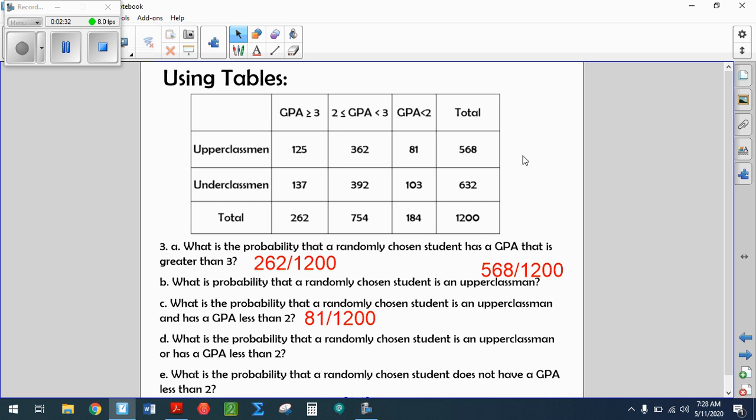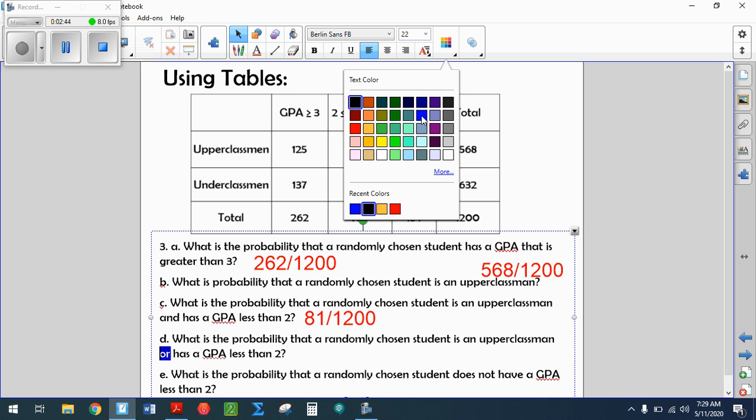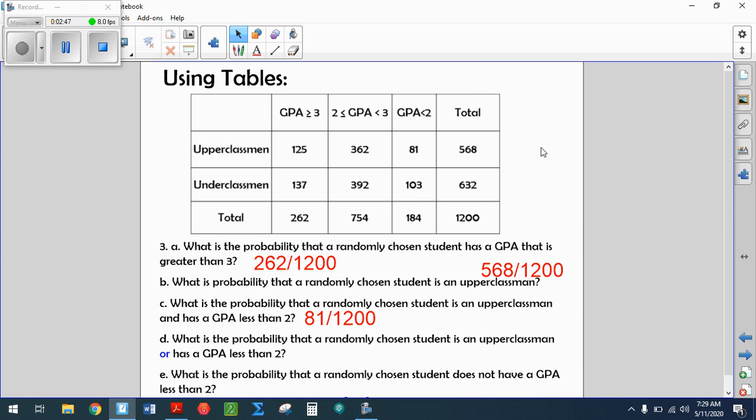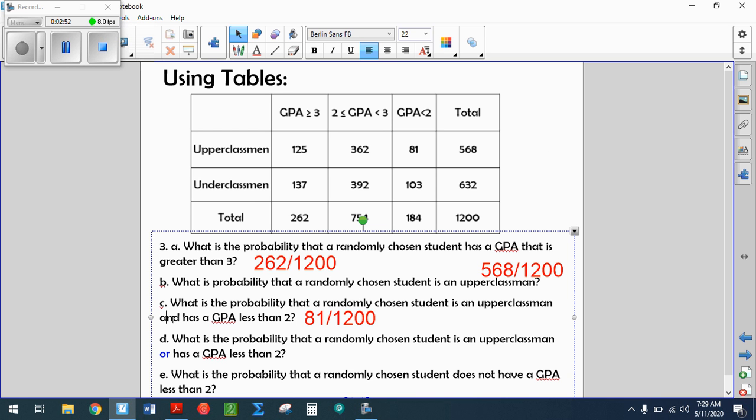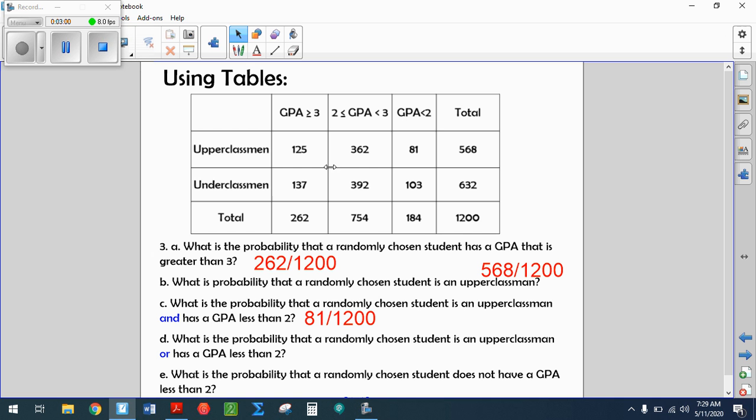D, what's the probability that a randomly chosen student is an upperclassman or a GPA less than 2? Oh, it says or. So let's be real clear right here. This is different because it says the word or. There are two criteria here, but it's not an and problem. Letter C said and, so it was the intersection of those two criteria. We kind of drew the line going across and the line up and down. This one says the probability that it is an upperclassman or less than 2.